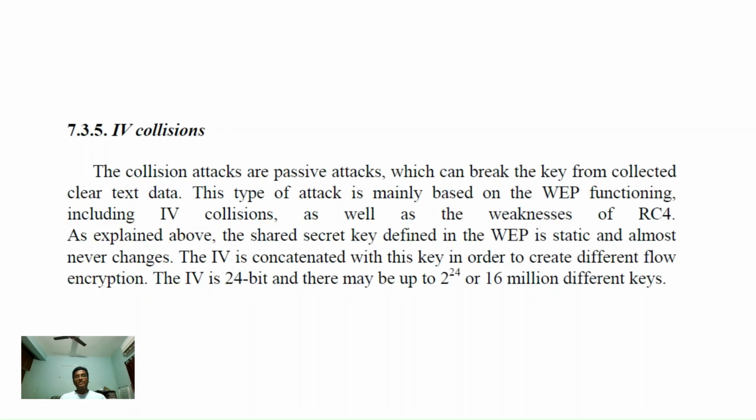The next is IV collisions, the collision attacks. These are a kind of passive attack which can recover the key. This type of attack includes the IV collisions and the weakness of RC4, and all these play a vital role. Speaking about this encryption, the IV is 24 bits and may go up to 2^24, or 16 million different keys.